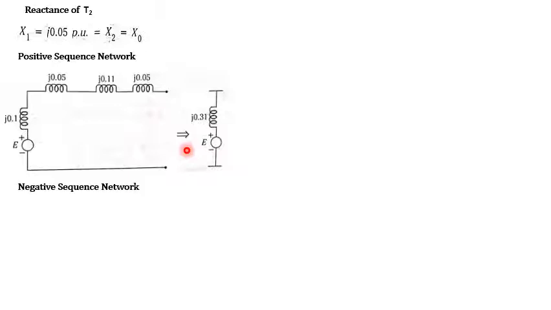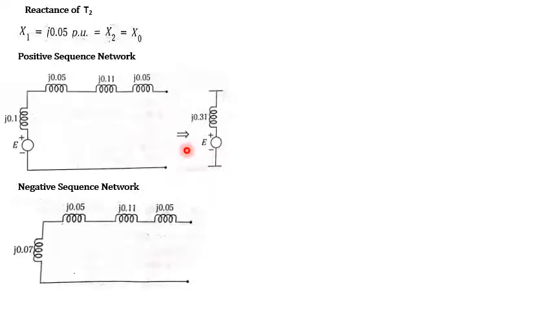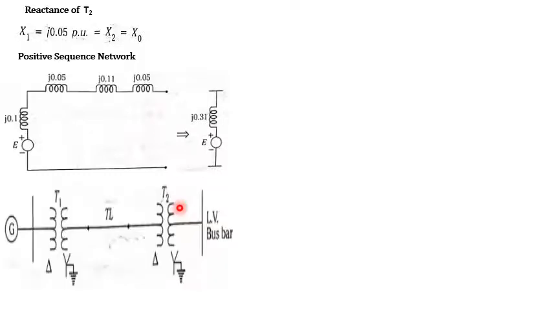Similarly, for the negative sequence network, draw these values: the generator, transformer, transmission line and transformer T2. To draw the zero sequence network, we need the single line diagram, and based on this only we are going to write. There is no need to write this in the examination; I am just putting it here for your information.